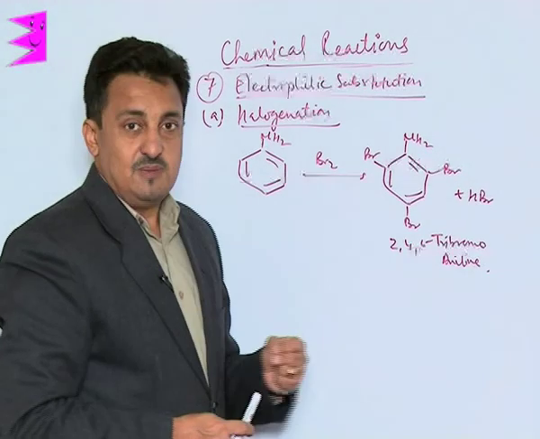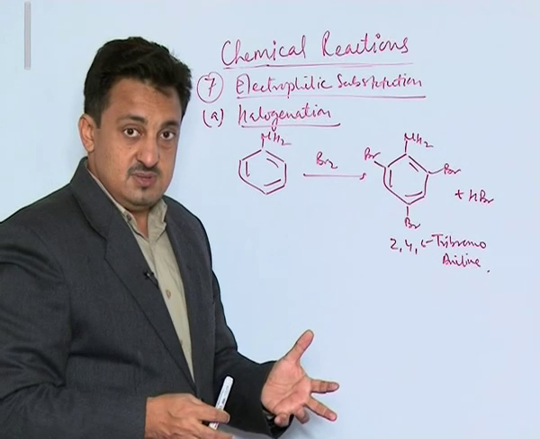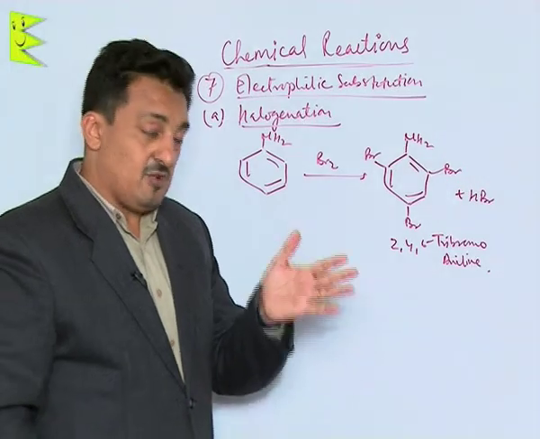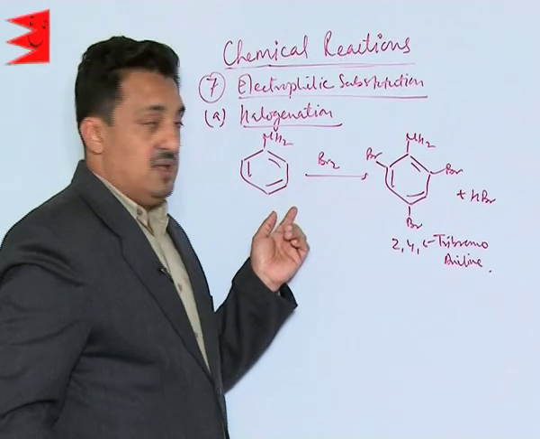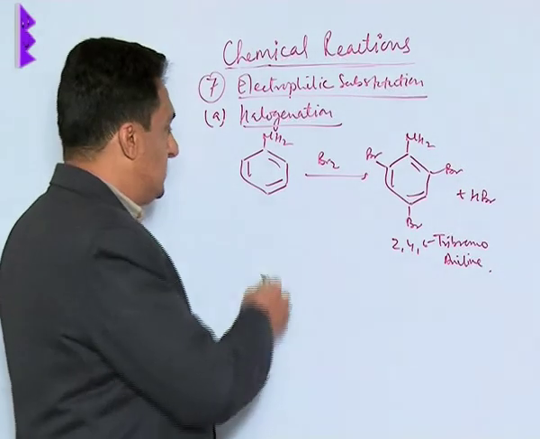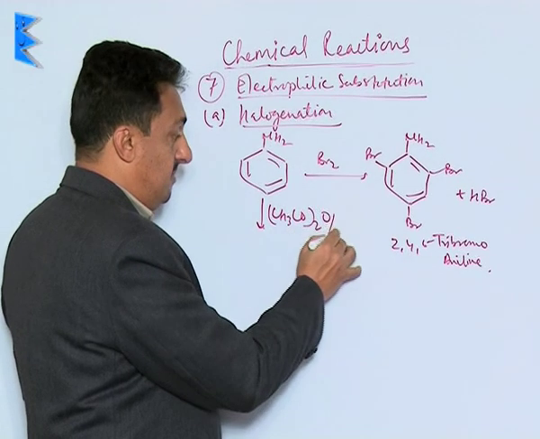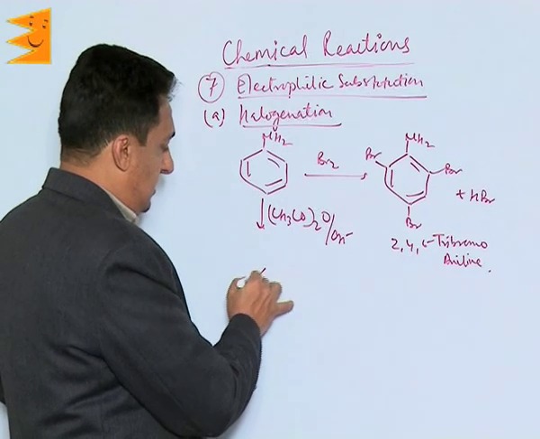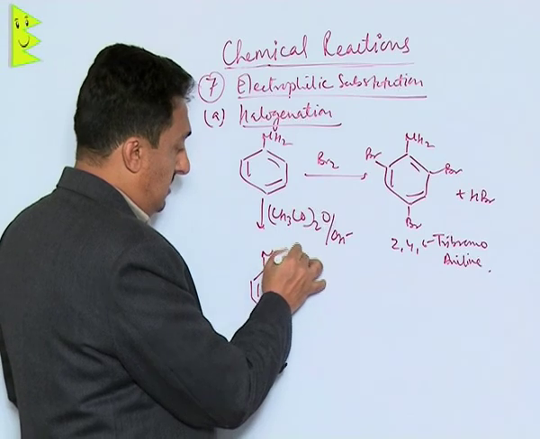If we want mono-substitution, like in phenol, by changing the medium we cannot do this, because there it used to get converted into phenoxide ion, and once we stop that, we get mono-substitution. In the case of aniline, we have to reduce the electron donating tendency of the NH2 group. So we react it with anhydride in basic medium, like pyridine or other weak bases. They give us this acetamide.